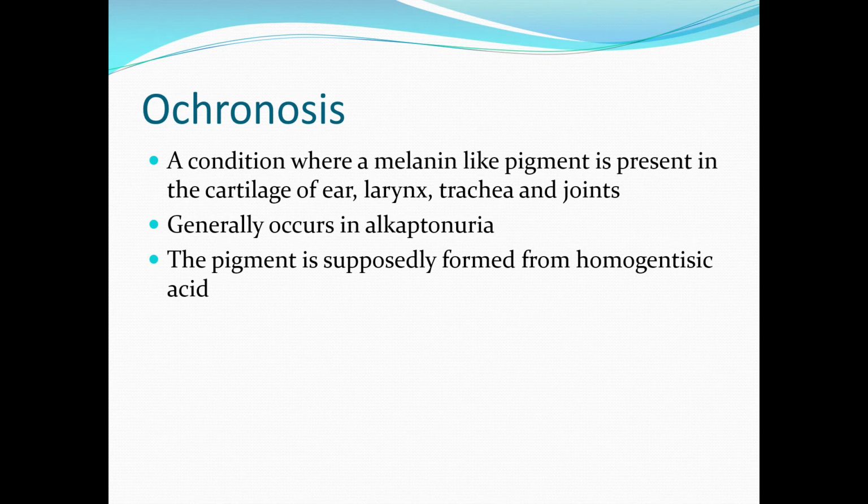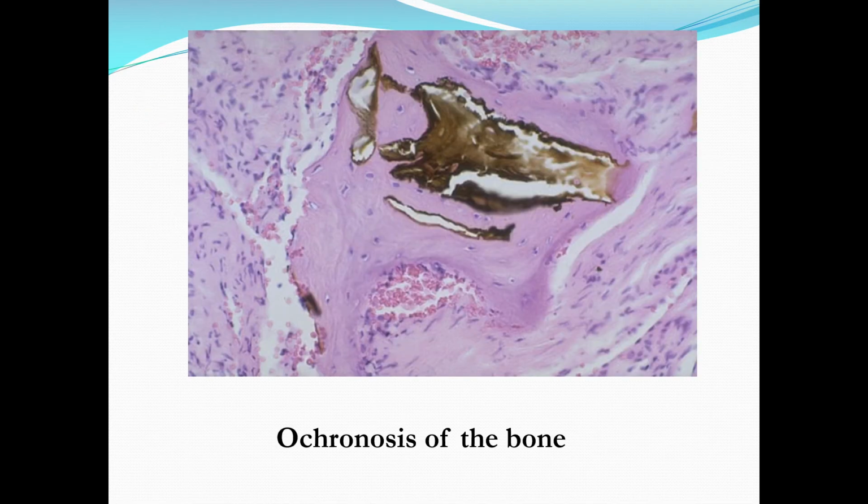The condition where a melanin-like pigment is present in the cartilage of ear, larynx, trachea, and joints is known as ochronosis, and it generally occurs in alkaptonuria. The pigment is supposedly formed from homogentisic acid. So this is the condition where we find increased pigmentation, and usually the patient has a history of passing black colored urine. The condition is also known as ochronosis. You can find the pigment in the cartilaginous area, here the trachea.